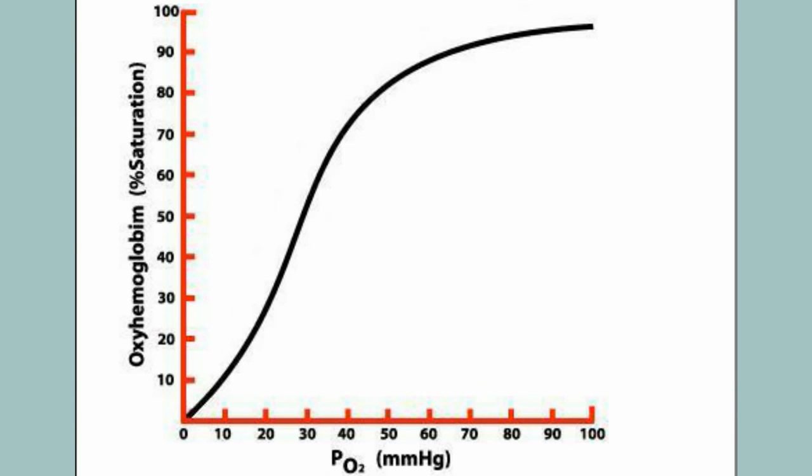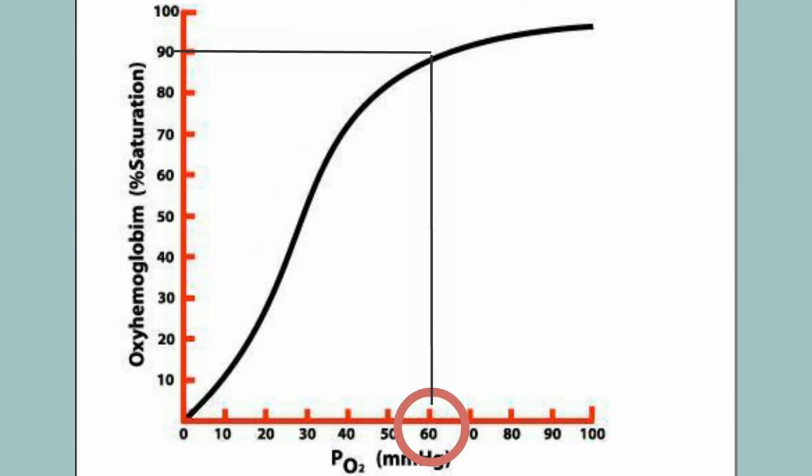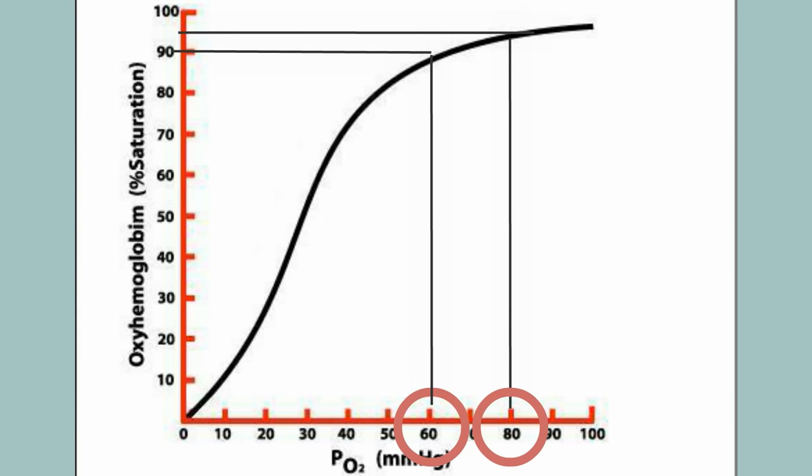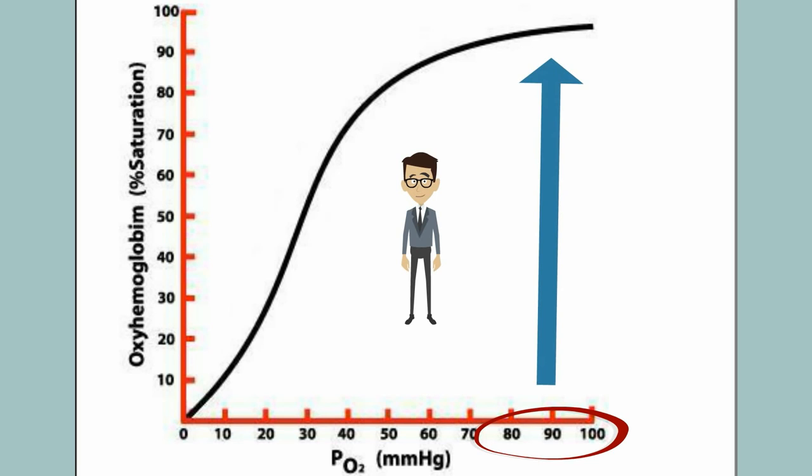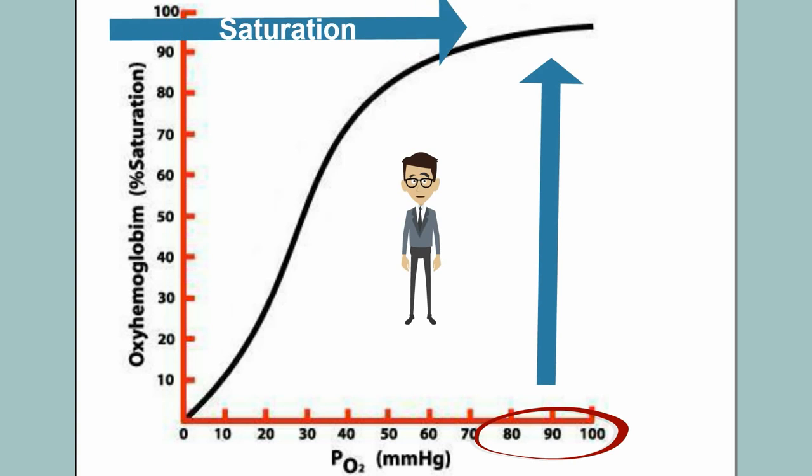For example, if the oxygen is pressurized to 60, it will saturate about 90 to 92%. If the oxygen is pressurized to 80, it will saturate about 95% of the blood. That is why, in general, we want the pressure of oxygen to be between 80 to 100, because the curve reveals to us that this amount of pressure saturates the most amount of blood.